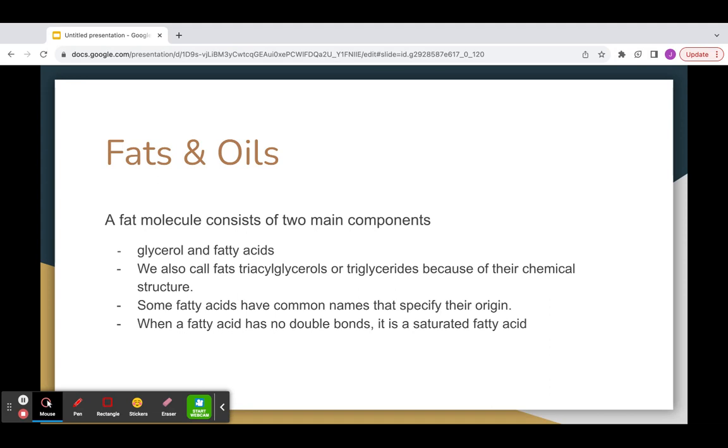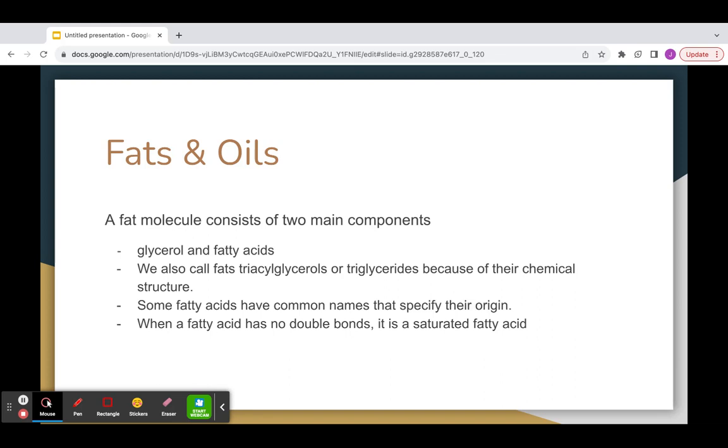Cells store energy for long-term use in the form of fats and oils. A fat molecule consists of two main components, that is, glycerol and fatty acids. We also call fats triglycerols or triglycerides because of their chemical structure. Some fatty acids have common names that specify their origin.